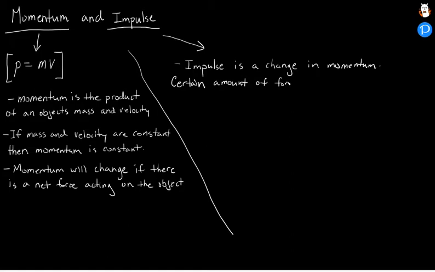Because remember, we have to have a force. If there's no net force involved, you're not going to have a change in momentum, so you're not going to have an impulse. So a certain amount of force over a period of time. So we have to have time in this. It's a certain amount of force for a certain amount of time.